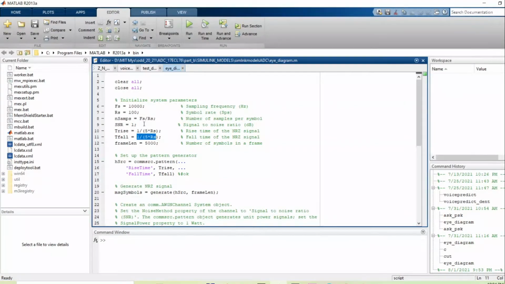So exact rectangular pulse you are not going to receive. Okay, let me run the code now.